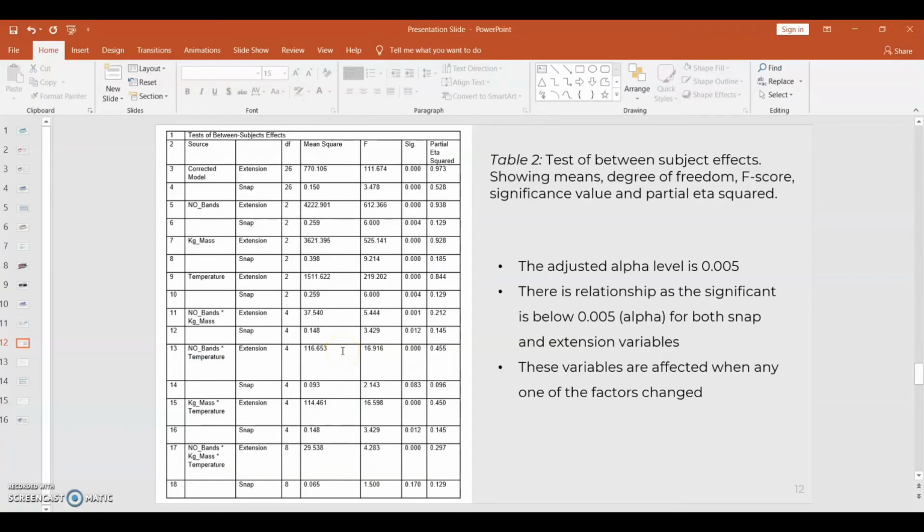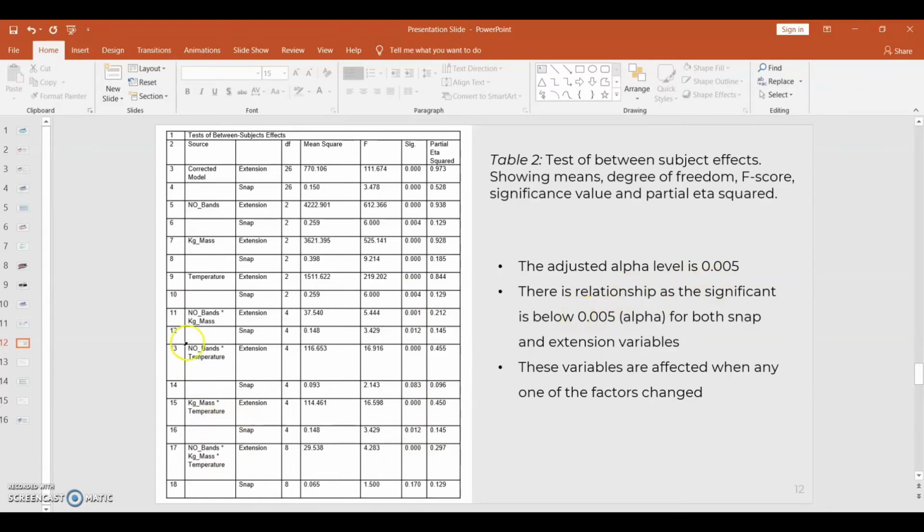Now, the second MANOVA test is the between-subject effect test, which tests the relationship between each factor or subject and each dependent variable alone. So for the extension dependent variable, there is a relationship as the significance is below the adjusted alpha level, which is 0.005, which applies only to this particular table. For the snap variable, however, there is a relationship for the first three subjects, but for the other subjects, there is not a relationship as their significance value is above this alpha level.